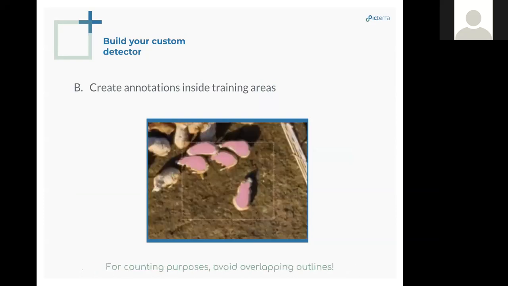One technical note is that if your application is to count the sheep, it's better to actually leave the annotations slightly separated, so that when the model outputs the results, it'll output separated results, which will make the count more accurate.